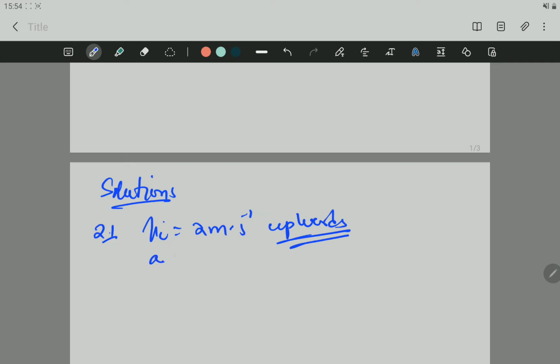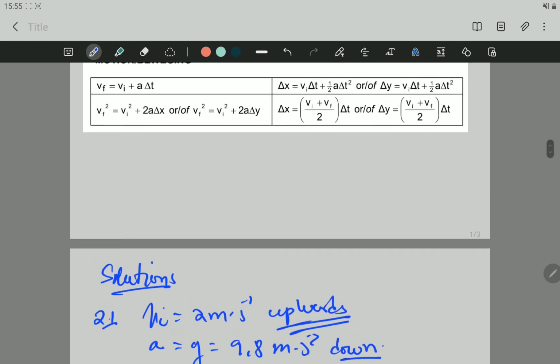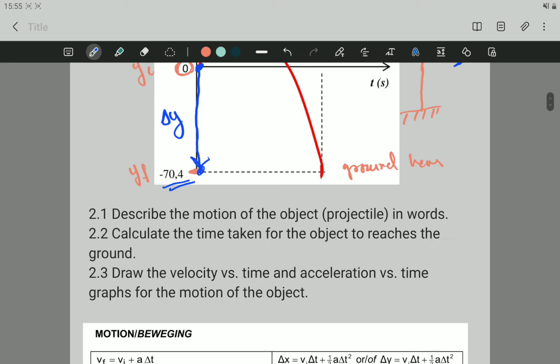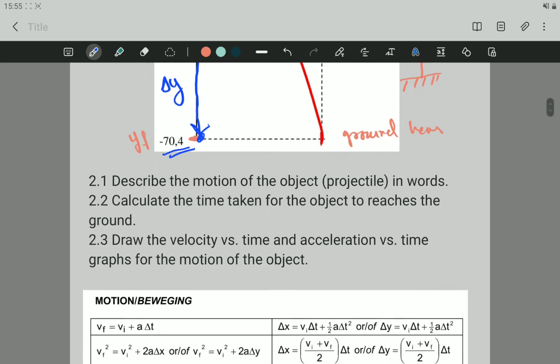Acceleration is constant and equal to minus 9,8. Let's not use the minus yet. It's equal to 9,8 meters per second squared downwards. I'm going to write that down. How do I know it's constant? Because the object is a projectile, so the only force is the gravitational force. I hope that part of the question is clear.